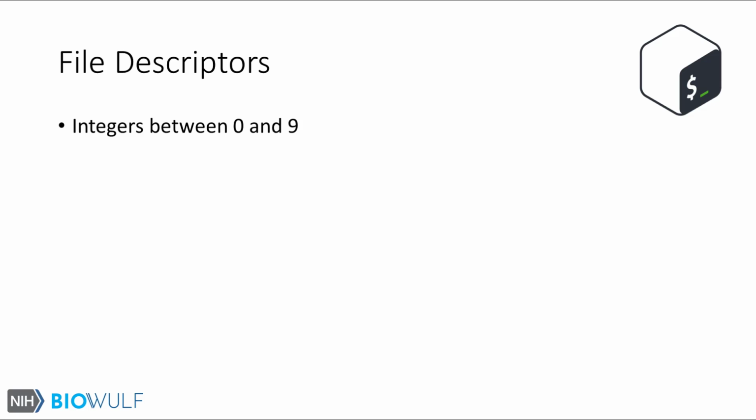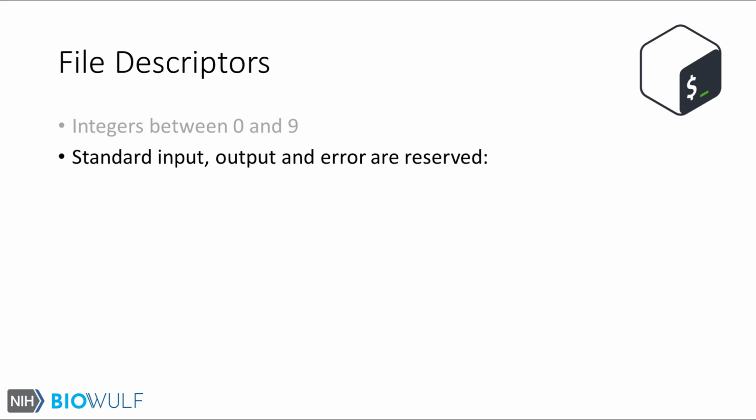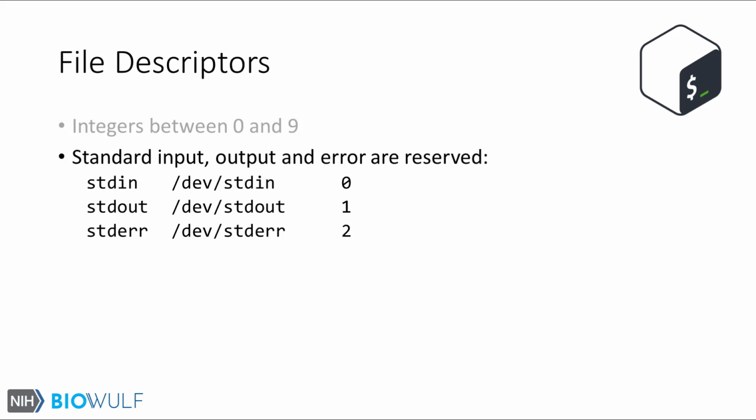Let's go deeper into file descriptors. These are single-digit integers between 0 and 9. The first 3 are reserved for the standard input, output, and error respectively. Standard in is 0, standard out 1, and standard error 2. As I've mentioned before, these are all channeled to the user's hardware. This is done through the terminal application we have open.